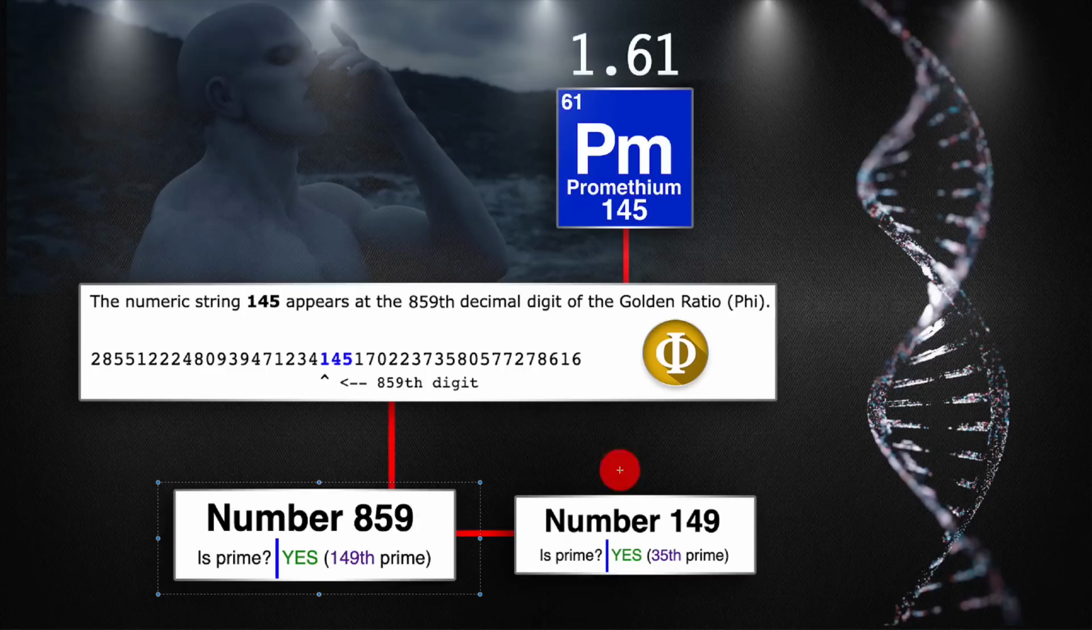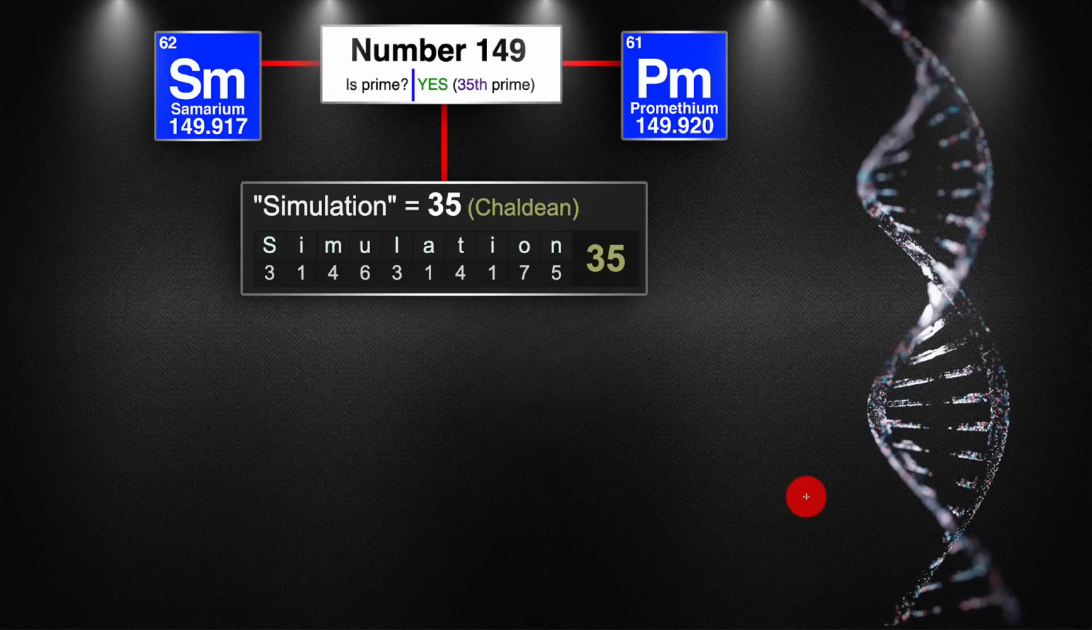Is 149 a prime number? I chase it as far down as I can go. You bet your bottom dollar it's the 35th prime number. And what's 35, ladies and gentlemen? Simulation. You see? That's why the simulation theory has a lot of merit to it. It has a lot of say in this.